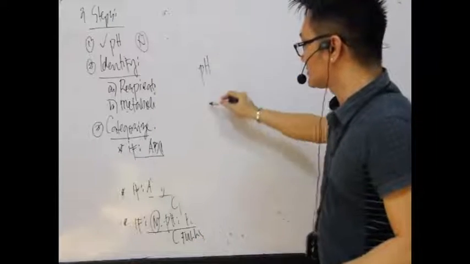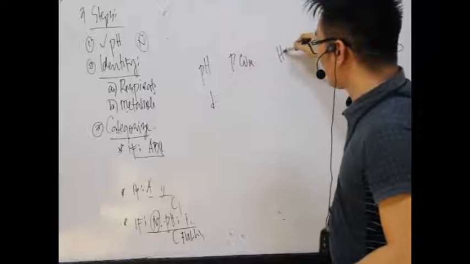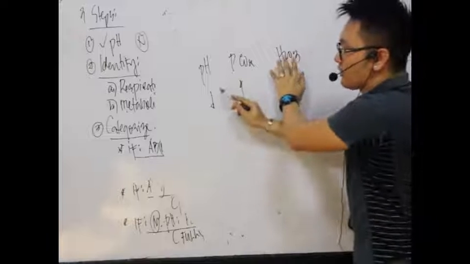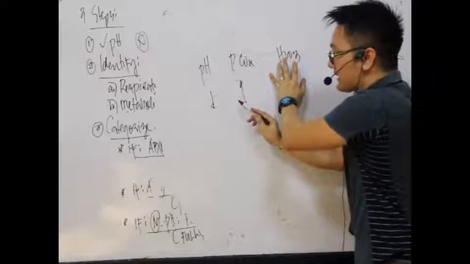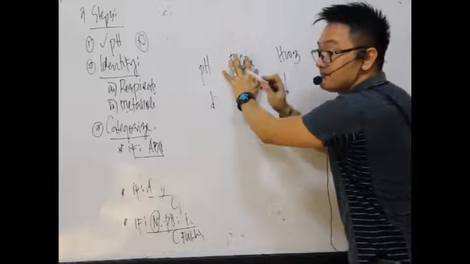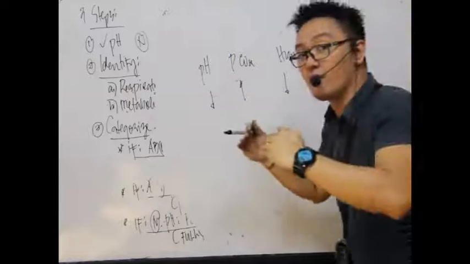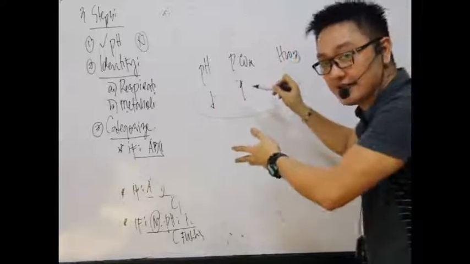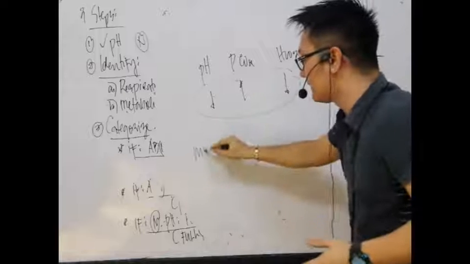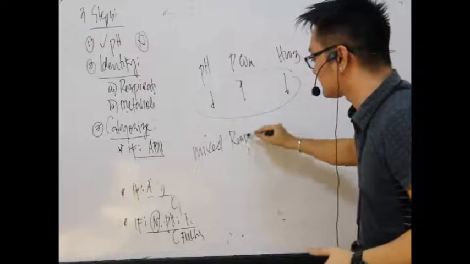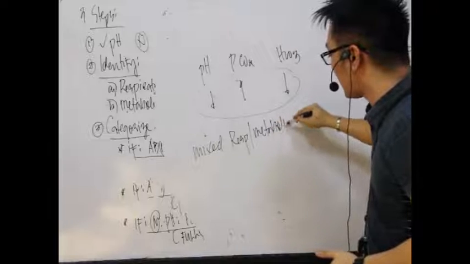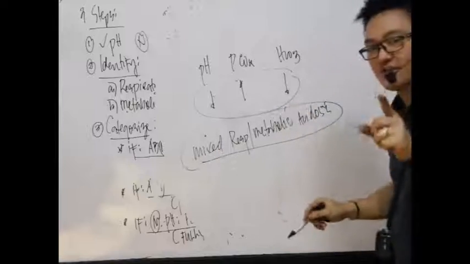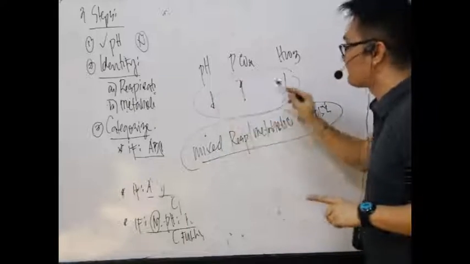Example, pH decrease, PCO2 increase, bicarbonate decrease. Remember, respiratory opposite, under respiratory category. Metabolic equal, under metabolic category. They fall under both: respiratory opposite, metabolic equal. So with this result, what do you think is the reading? The reading here will be mixed respiratory and metabolic acidosis. Can you follow? The patient is both respiratory acidotic and metabolic acidotic.